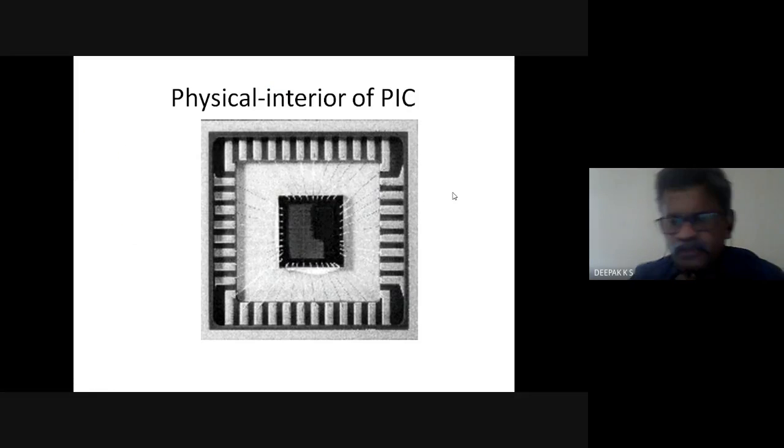So if you open the chip, you would find something like this, some lines coming in, and all these things you will study in VLSI. How many transistors are placed in a small area, and what are the technologies for that, all this you will be studying. So this is the interior.